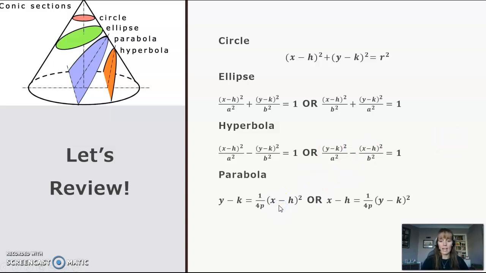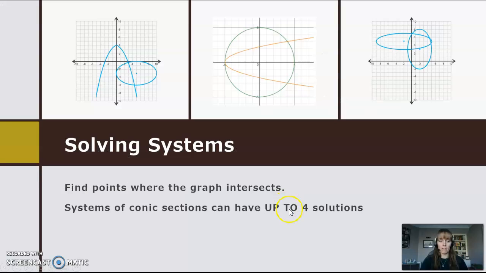The parabola was the last one that we talked about, and again we had a horizontal or a vertical parabola, based on whichever variable was squared. When the x is squared, you have a vertical parabola, and when the y is squared, you have a horizontal parabola. We also talked about the p-value, which determines if it opens up, down, left, or right. So those are the 4 equations to be on the lookout for.